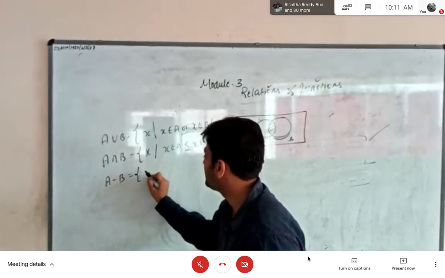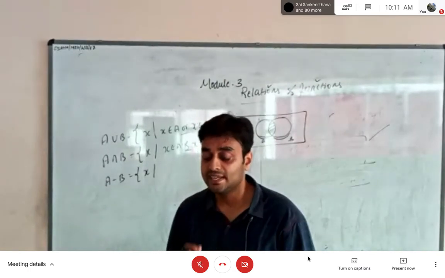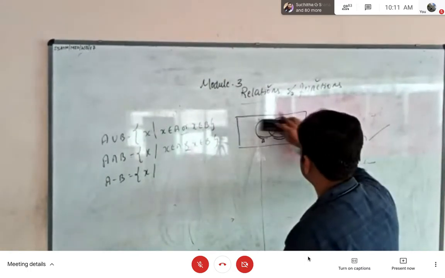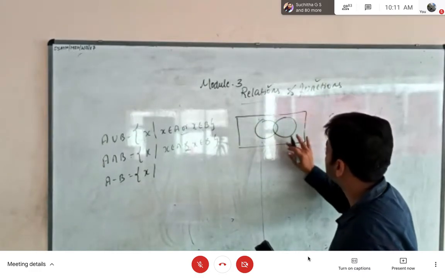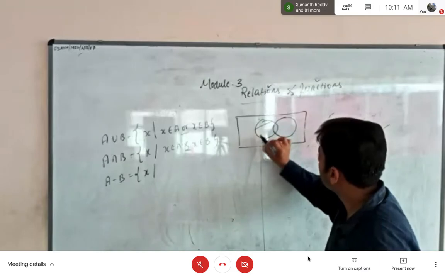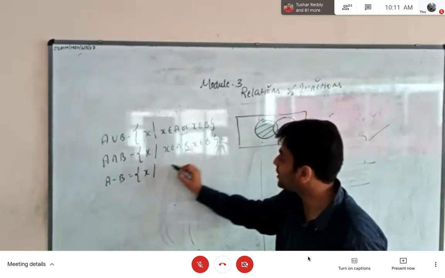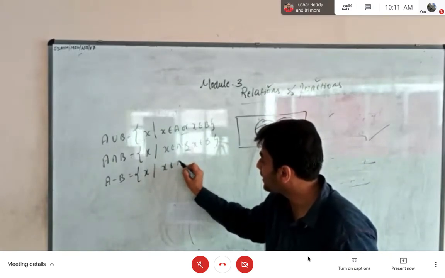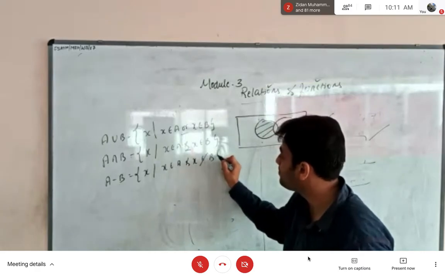What is the rule for A minus B? If I have to consider a particular element X belonging to A minus B, then what is the condition? The condition is very simple. If I consider this is set A and set B, that particular element X should belong only to A, not B. So that particular element should belong to A, and at the same time, it should not belong to B.